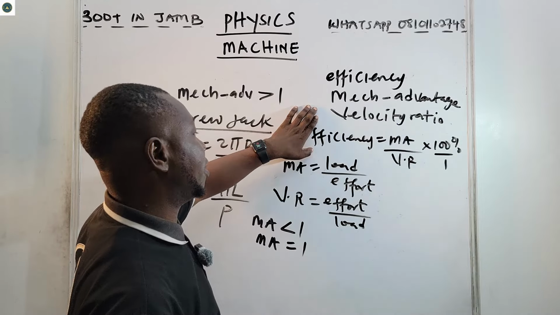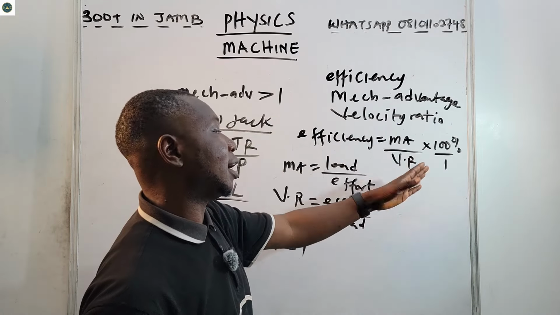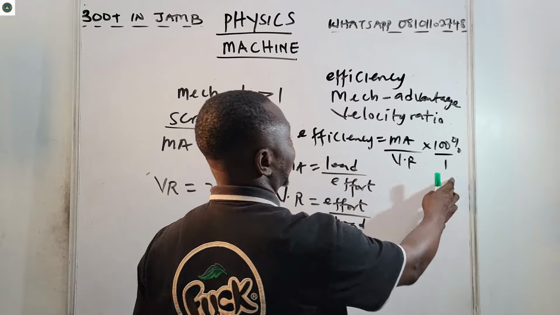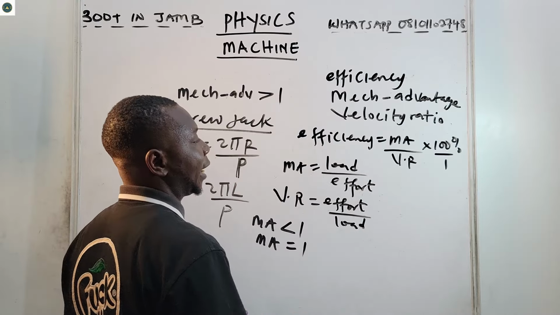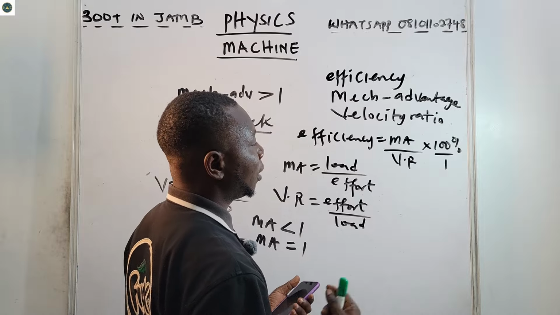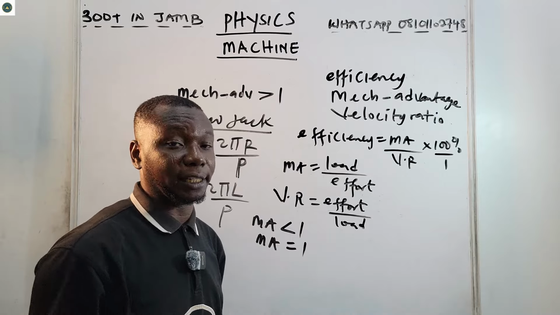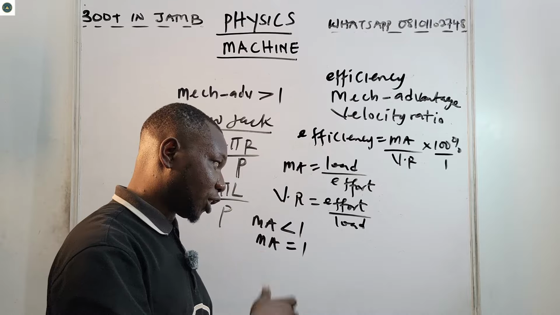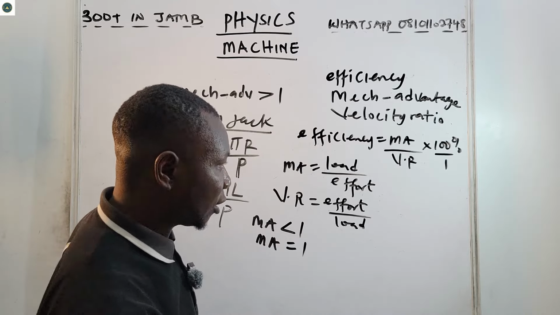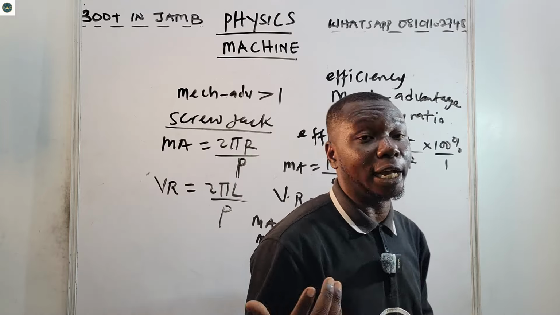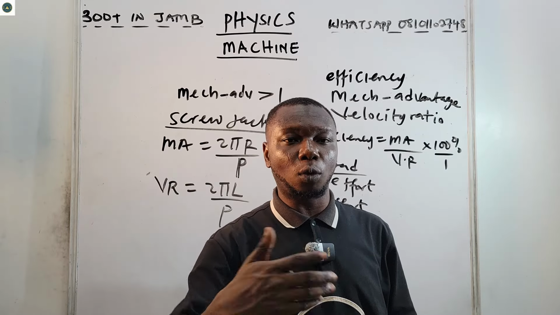So the efficiency of a machine is mechanical advantage over velocity ratio times 100% over 1. Now again, the velocity ratio can come in the form of the rotation of a pulley. Sometimes it's given maybe as 4 or 6 or 5 and so forth. Okay. Now, another popular question that may be asked maybe in JAMB and in WAEC.